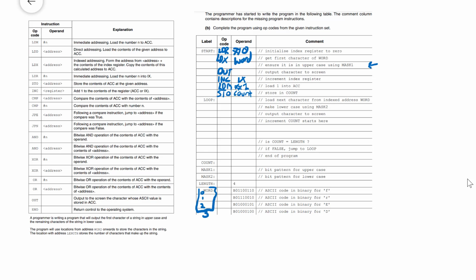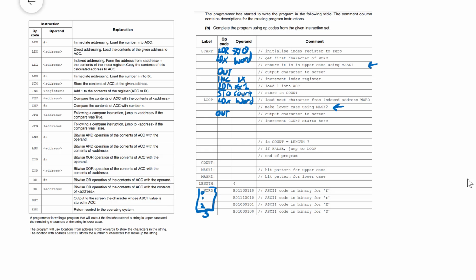Load the next character, so this is going to be within our loop. So we need to do LDX word, make lowercase, so I'm going to come back to this one, making the lowercase, output character to screen, OUT. Okay, we then want to increment count.